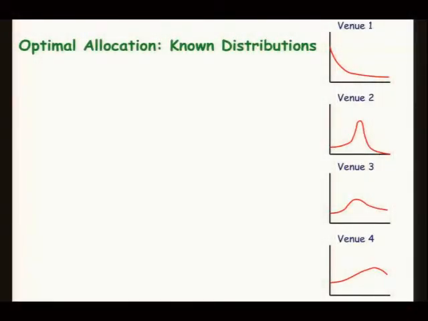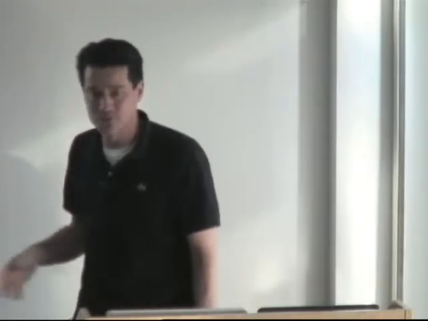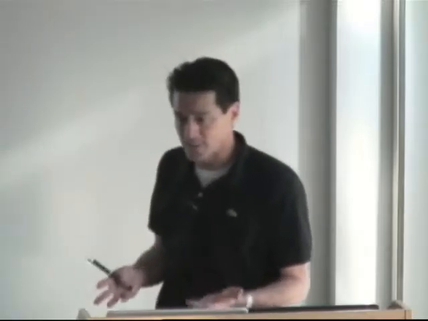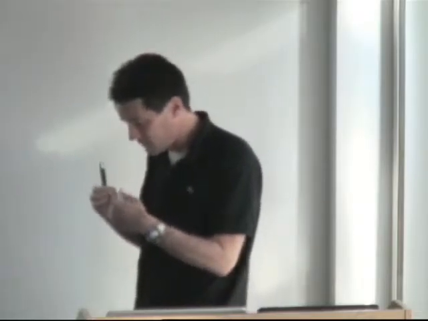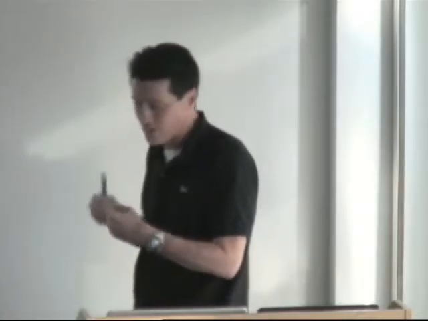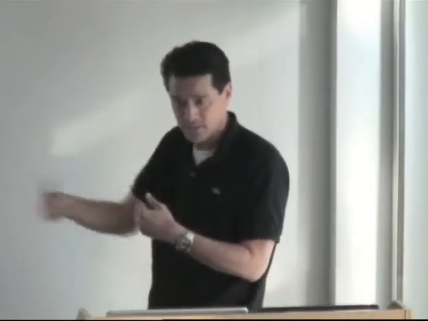Okay, so let me first talk about one particular criterion and then some alternative criteria for how you would do this allocation in the case that you knew what the form of these distributions was. So I actually tell you the exact form of these distributions. First of all, what's a reasonable criterion? Okay, so here's a simple theorem that's not difficult to prove. Suppose that our objective is... we have some remaining shares, and we're going to look at this on a step-by-step model. We're not going to do look ahead, which is, again, a sensible thing as well.